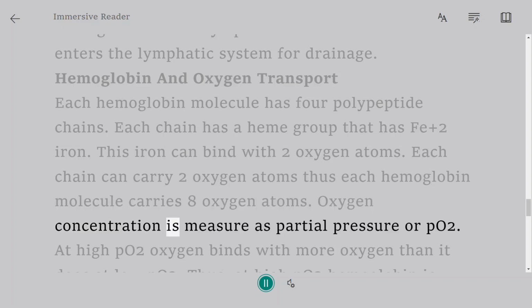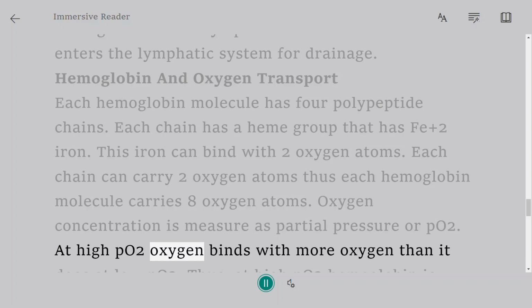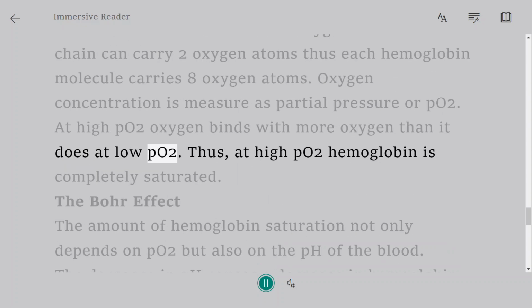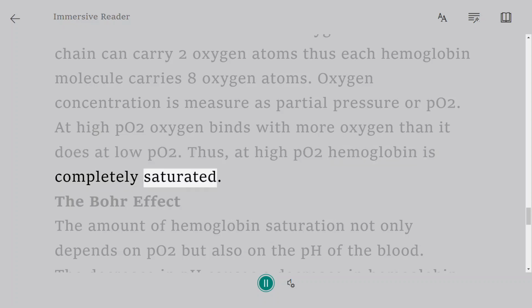Oxygen concentration is measured as partial pressure, or pO2. At high pO2, hemoglobin binds with more oxygen than it does at low pO2. Thus, at high pO2 hemoglobin is completely saturated.